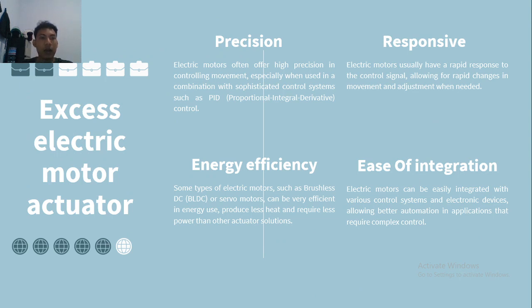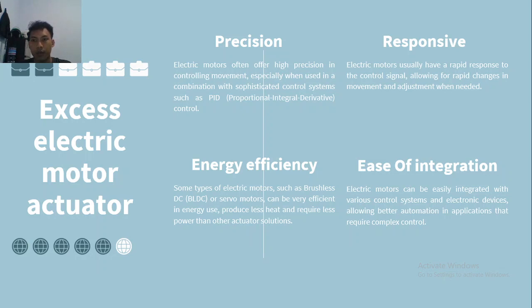Next, advantages of electric motor actuators. Number 1, precision. Electric motors often offer high precision in controlling movements, especially when used in combination with sophisticated control systems such as PID, proportional, integral, and derivative control. Number 2, responsive. Electric motors have a rapid response to the control signal, allowing for rapid change in movement and adjustment when needed.